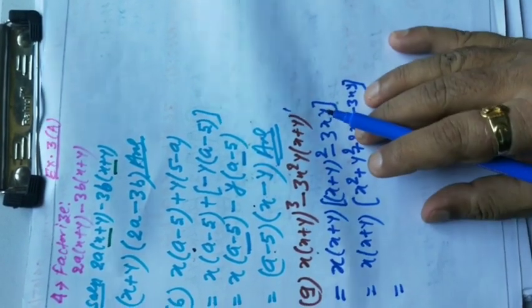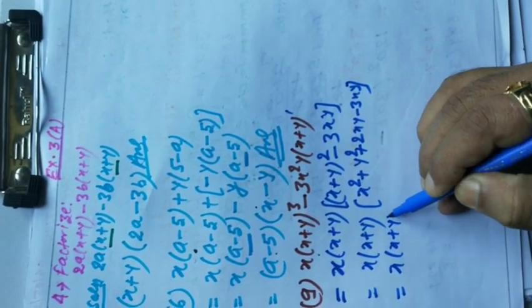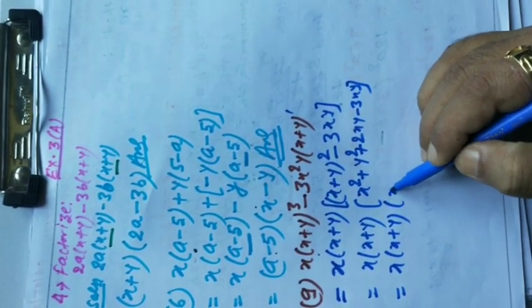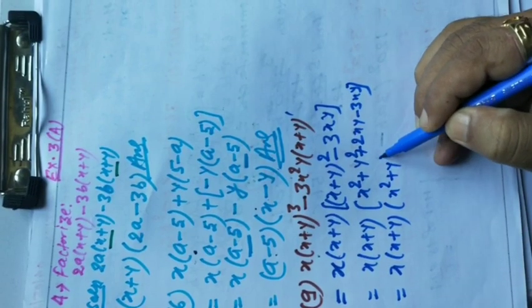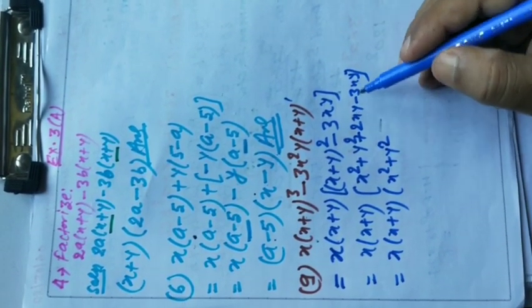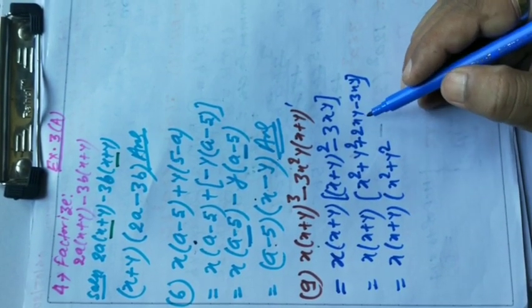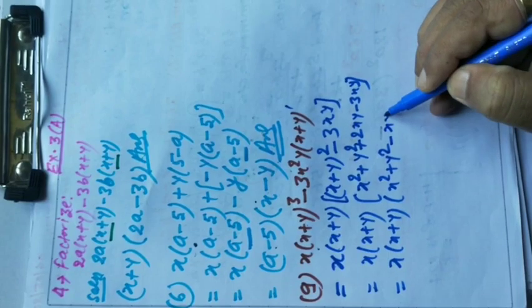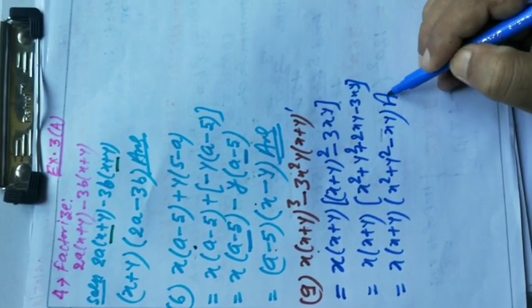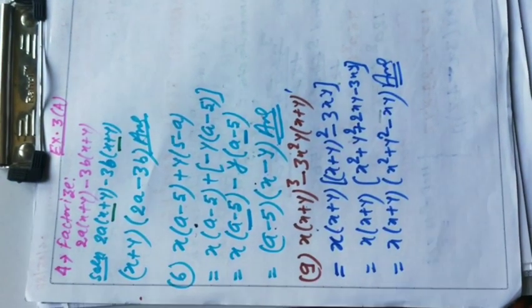So it will be x multiplied by x plus y, and x square plus y square, and these are two like terms, so 3xy can be subtracted from 2xy, so minus xy will be there. This is your final answer. So you have just factorized it.